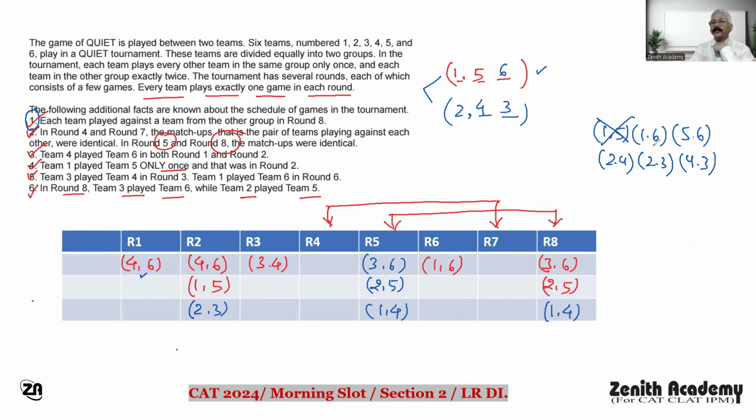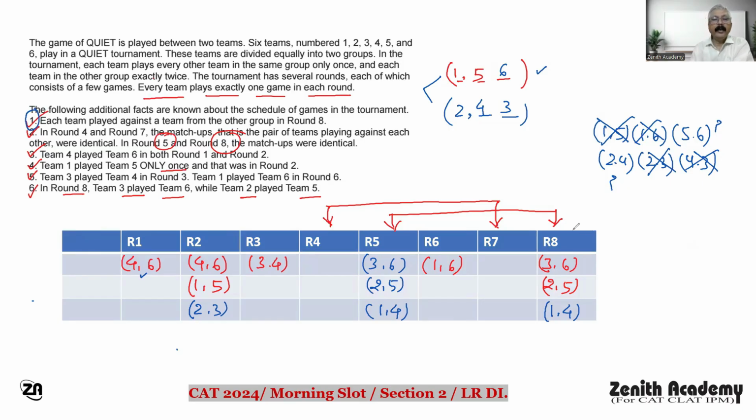1 and 6 is here, cancel it. 5 and 6, this is to be arranged. 2 with 4, 2 with 3, 4 with 3. Checking each: 2 and 4 anywhere? 2 and 3, yes, 2 and 3 is there. 4 and 3, no, yes, 4 and 3. Okay. So in the same group, 5, 6 and 2, 4 are to be arranged.